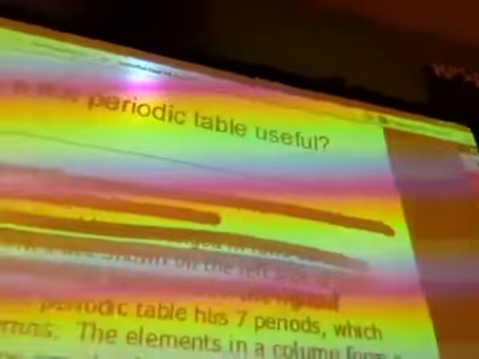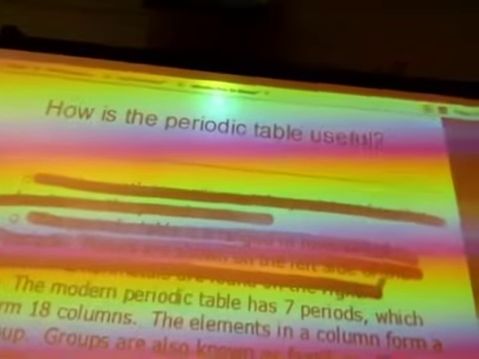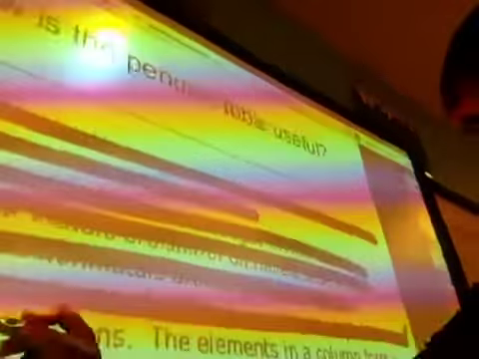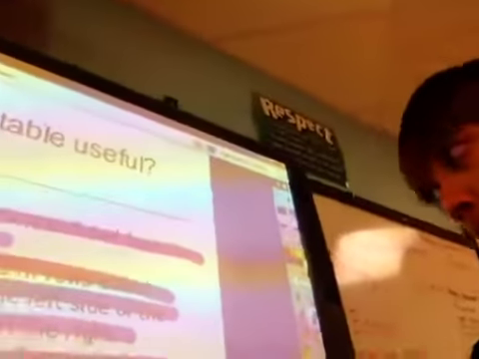So everything right now that I am highlighting, you should also be highlighting within your book. Now, the modern periodic table has 7 periods. And again, our periods are our rows, which form these 18 columns. So our columns go up and down, our periods go across.